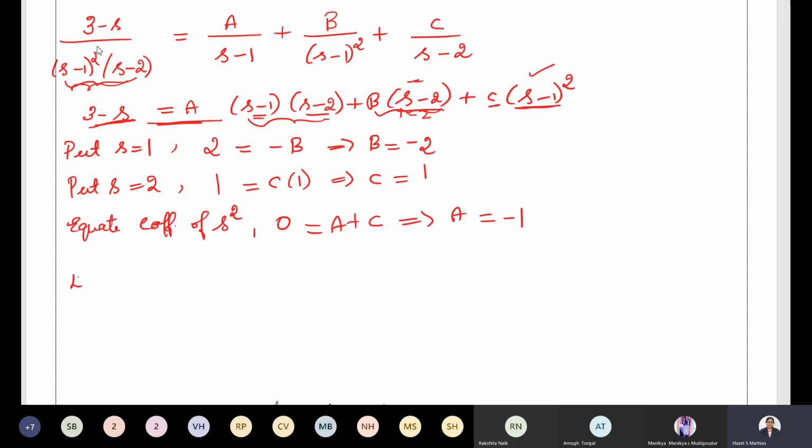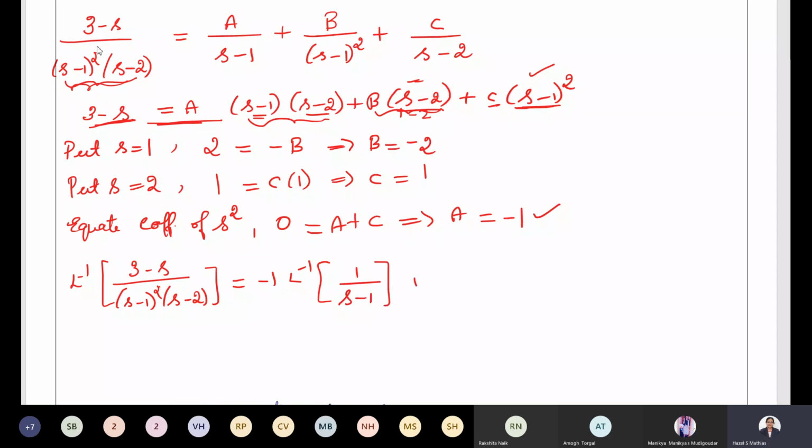Okay, now let's find L inverse of (3 minus s) divided by (s minus 1) the whole square into (s minus 2). So this will be what? What is the value of A? Minus 1. So minus 1 into L inverse of 1 by (s minus 1). Next, what is the value of B? Minus 2. So this will be minus 2 into L inverse of 1 by (s minus 1) the whole square. What about C? C is 1. So it will be L inverse of 1 by (s minus 2).